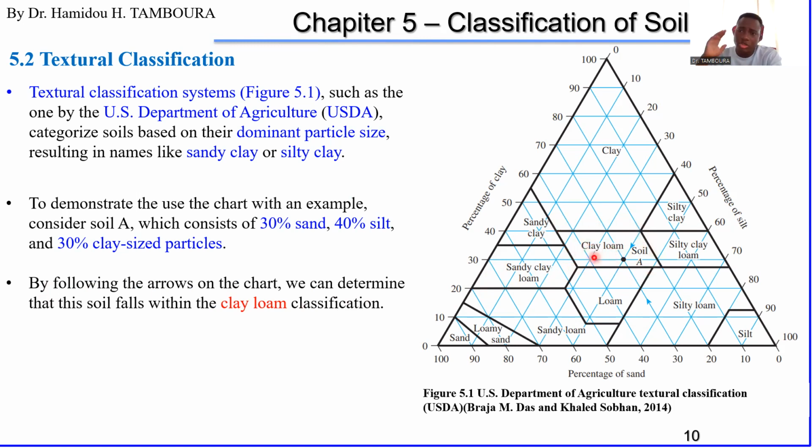So as a geotechnical engineer, if you say that the soil you have on the construction site is clay loam, then one should know what kind of soil it is. Okay.